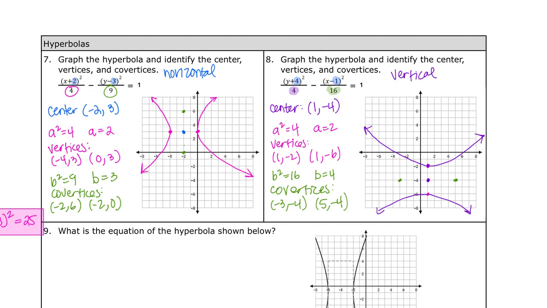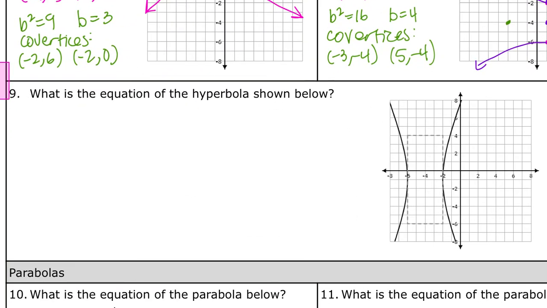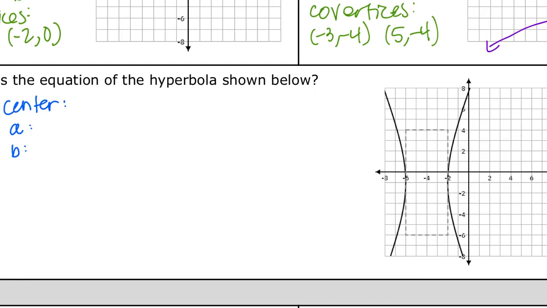The next one, it's already been graphed for us, so there's our picture, but they want us to write the equation that goes with it. So you need to find the center. Then we need to find a, and we need to find b. So center, most of the time you can basically eyeball it. It's going to be right here. Also notice that there is a rectangle with dotted lines. It's imaginary, it's not actually there, but that's to help you find the center. So if that's our center, that's at -4, -1.